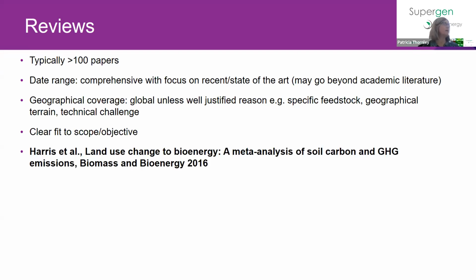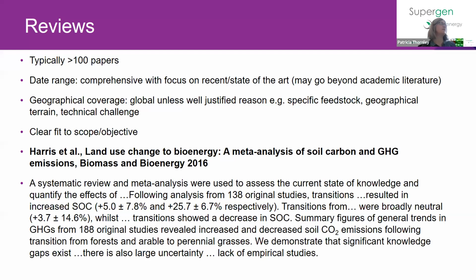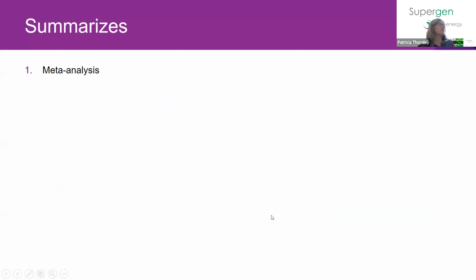So I've given you an example here of one from my own journal. And this time they've told us that they've looked at 138 original studies. They've looked at transitions, and what they've done is they've collated the data and grouped it to give the sense of variability across those 138 papers. They've told me that they get summary figures showing what the general trends are from 188 studies, and therefore what we know about soil carbon based on all of this. So they've clearly reviewed a lot of material, and the value that they've added is in that oversight and that wider perspective. Okay, it summarizes.